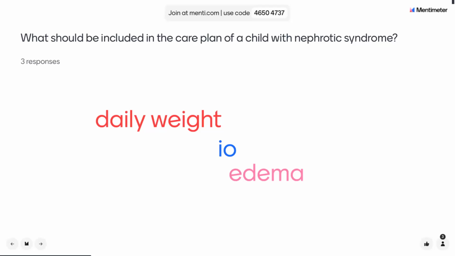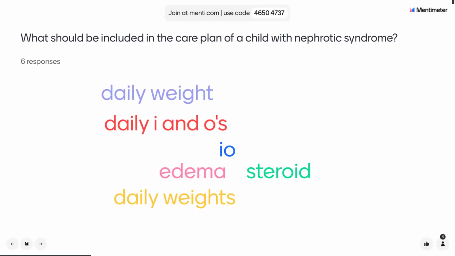What about diet changes? Yep, we can give steroids to help reduce that edema.